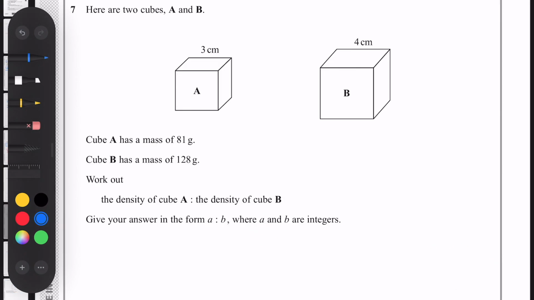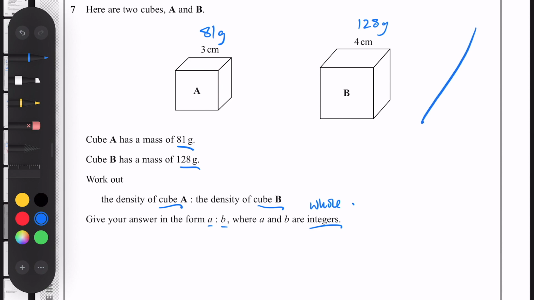Number 7. Here are two cubes, A and B. Cube A has a mass of 81 grams, and cube B has a mass of 128 grams. Work out the density of cube A to the density of cube B. Give your answer in the form A to B, where A and B are integers. And integers just means whole numbers.